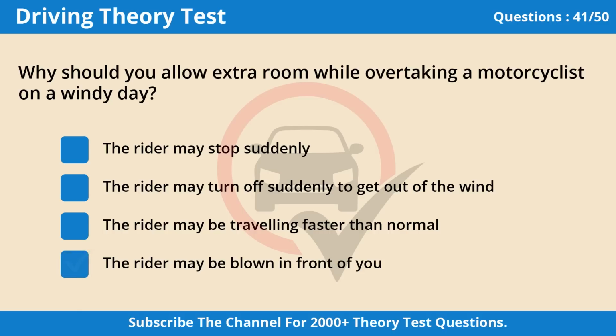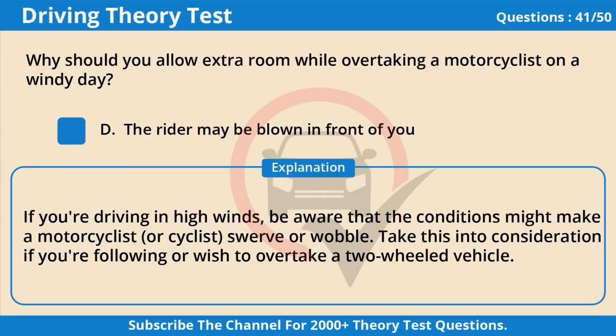D. The rider may be blown in front of you. If you're driving in high winds, be aware that the conditions might make a motorcyclist or cyclist swerve or wobble. Take this into consideration if you're following or wish to overtake a two-wheeled vehicle.